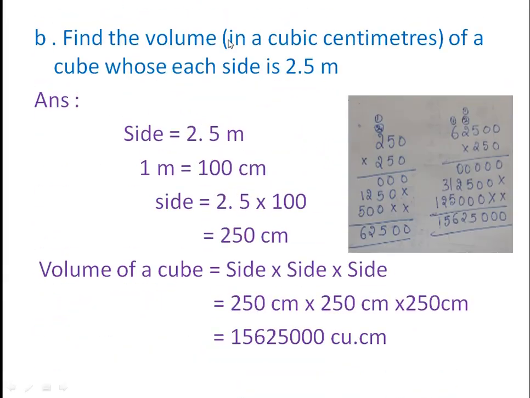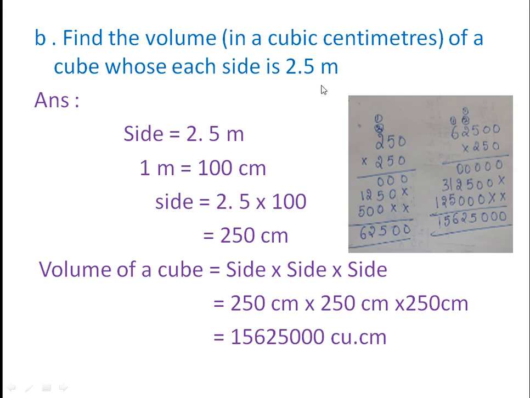Next one, B, find the volume in cubic centimeters. Last question is the cubic meters. This question is the cubic centimeters. Okay, of a cube. Last question is the cuboid. This question is the cube, whose each side is 2.5 meters.